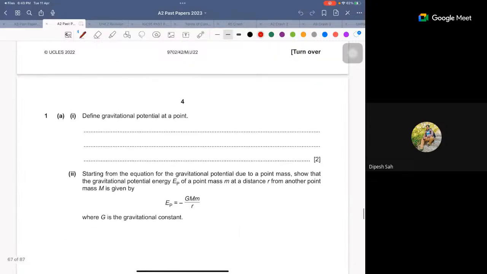So then let's look at it. It says define gravitational potential. You guys already know. Work done per unit mass.